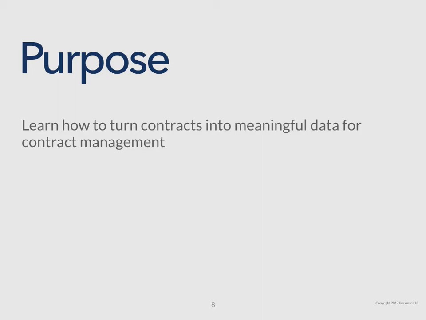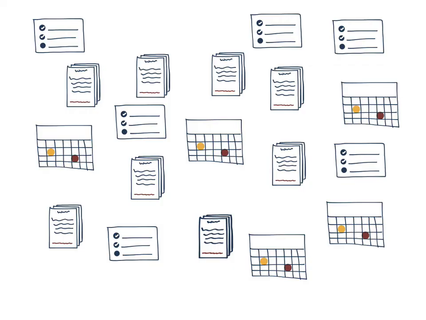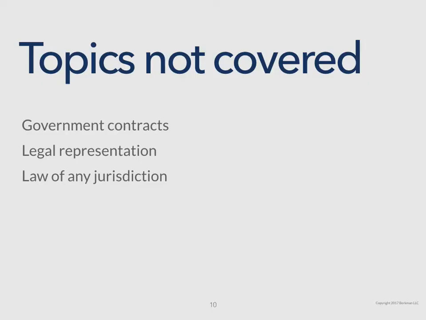Your current situation looks like this. It's an arrangement of documents, calendars, tasks. We're going to bring all that together and make it meaningful and actionable for the organization. What are we not going to cover?